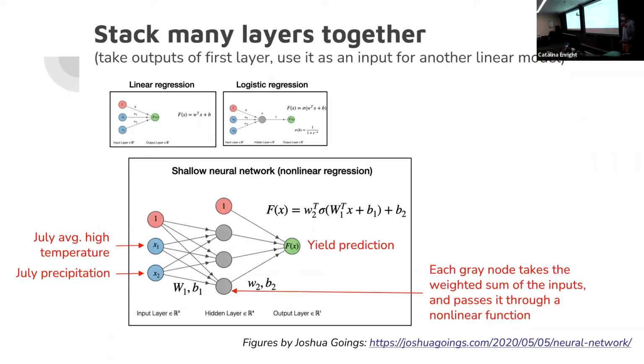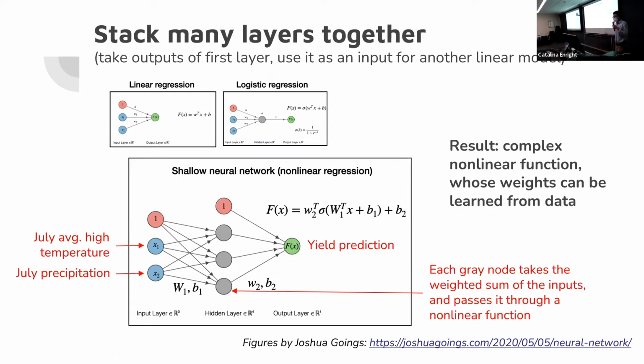Okay, so now recall that each of these gray nodes takes the linear weighted sum of the inputs and then passes it through a nonlinear function. The idea is that we use the output of these gray nodes as the input for another linear layer. So we just stack a bunch of these layers together, where the final layer is computing a linear function of the intermediate values.